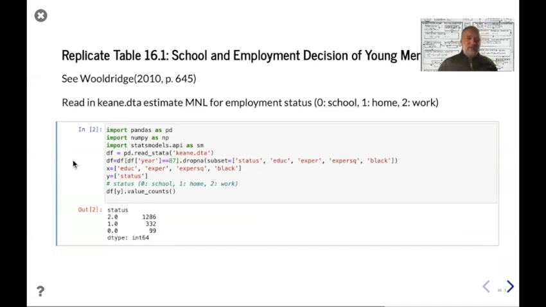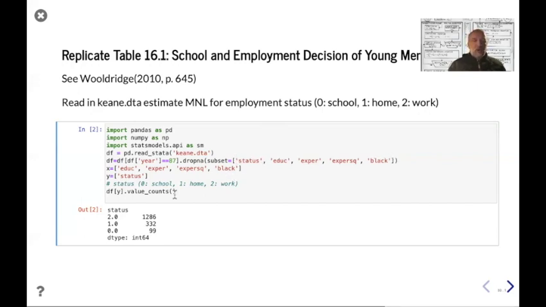So now I've read the data set Keane into this data frame here. I select only the data from year 87, and then there are some missing values in this variable status, which is a discrete multinomial response for employment status, 0 for school, 1 for home, and 2 for work. So I want to drop any missing observations, or drop NA. That's dropping the missing observations for any of the variables that I'm using.